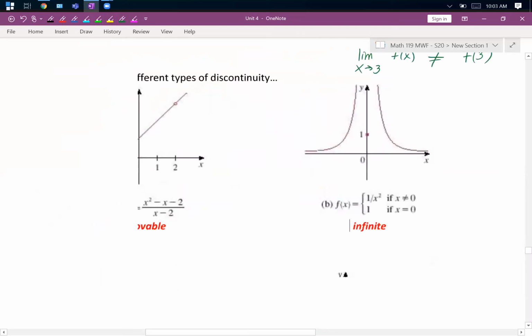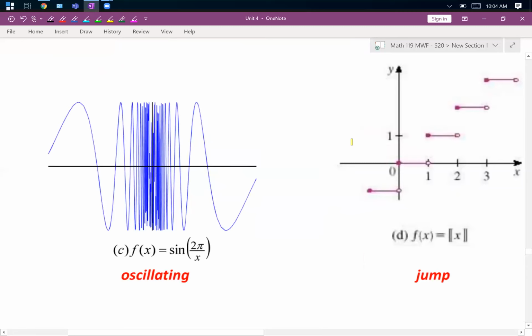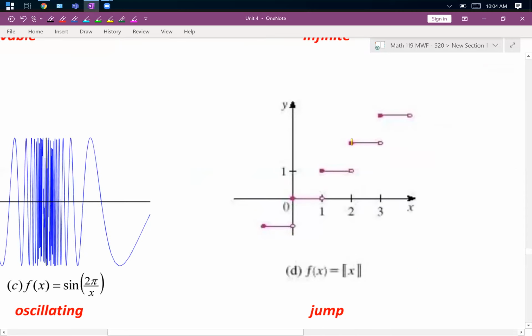There's oscillating discontinuity, which just means that it's going back and forth so fast that you can't even pick a spot. Out here we could name limits, but here in the middle, it's just oscillating so fast we can't even pick a point. And then we also have jump discontinuity, which we just end up having just a jump. This is different than our removable discontinuity, because with the removable discontinuity we just have a hole, but the flow of the graph is not changed.